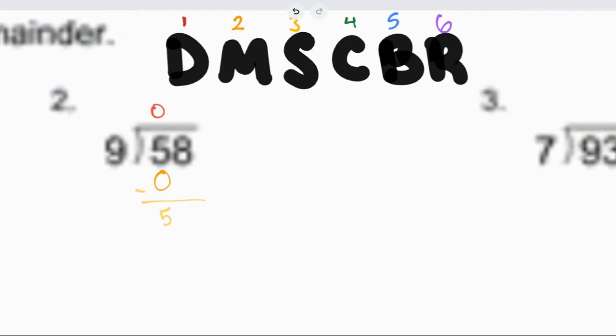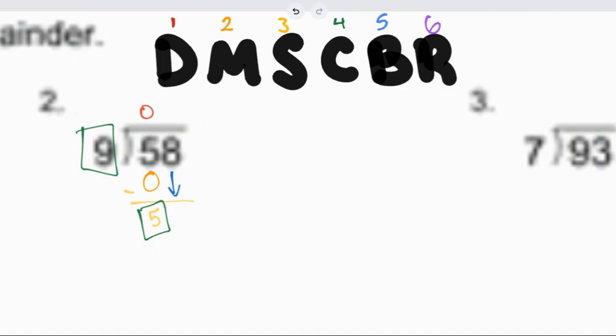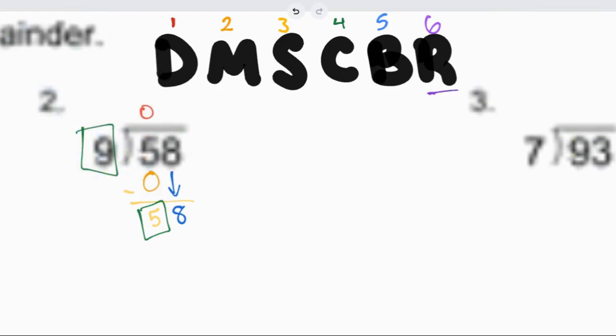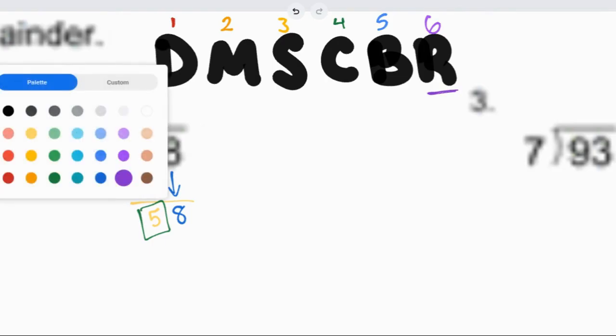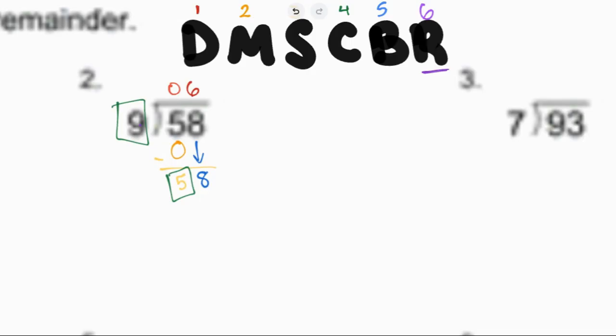Check. Remember, C. Is 5 smaller than 9? If it is, then you can move on to our next step, which is to bring down. And we bring down the 8. Good. Next, we're going to repeat the whole process. So D is 4. You tell me. D is 4. Divide. Good job. So we're going to divide 58 divided by 9, and it goes in 6 times.